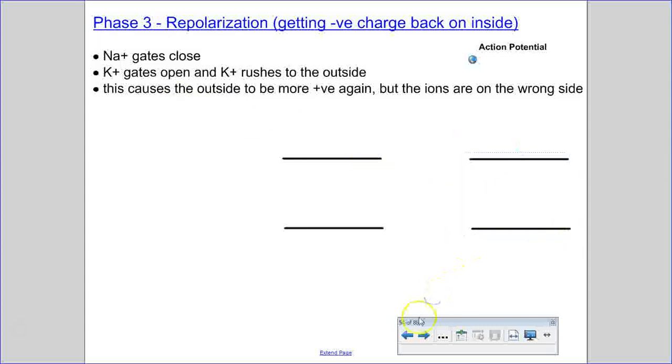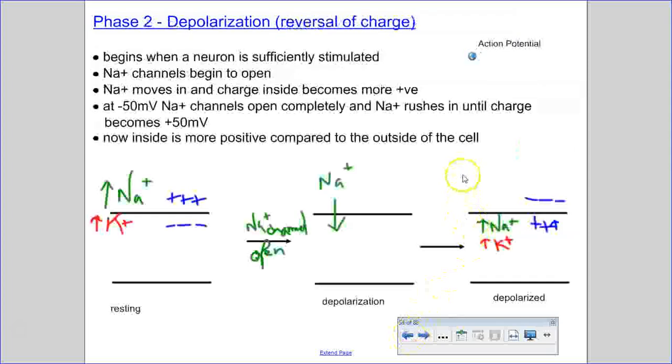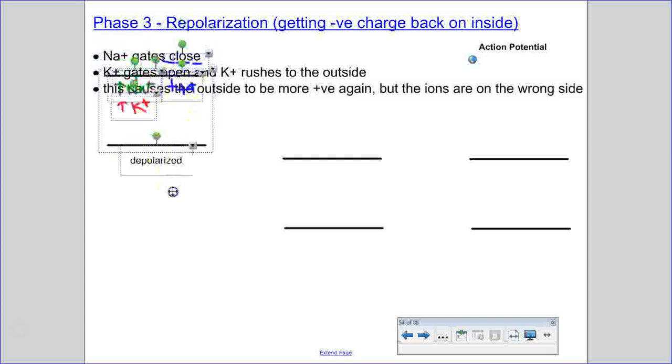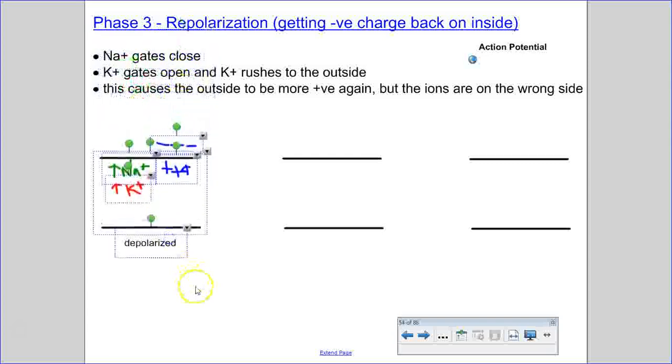It's going to be a similar kind of setup. I'm going to take this one, and I'm going to put them over here. Okay, so this is where we just finished off. Lots of sodium now on the inside, lots of potassium on the inside. So now the inside of the membrane, inside the cell, is more positive. The outside is more negative. Okay, so it's depolarized, we said.